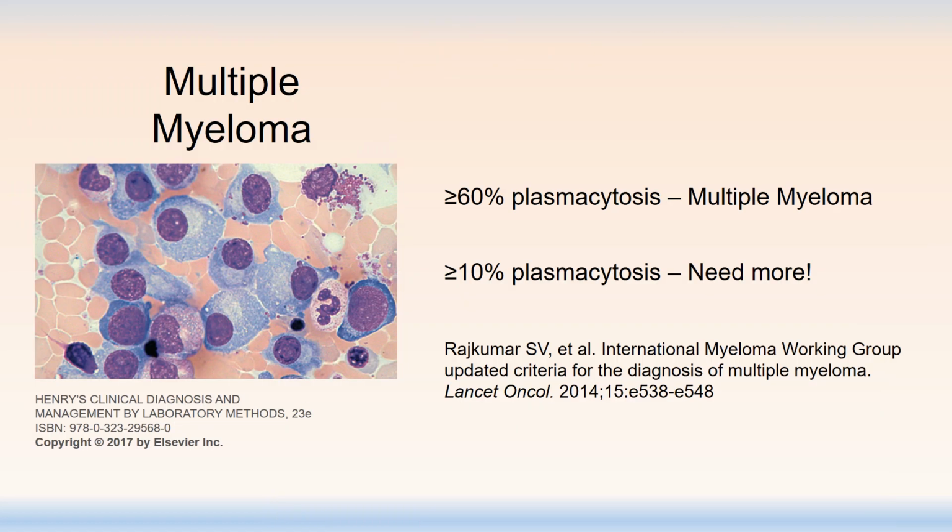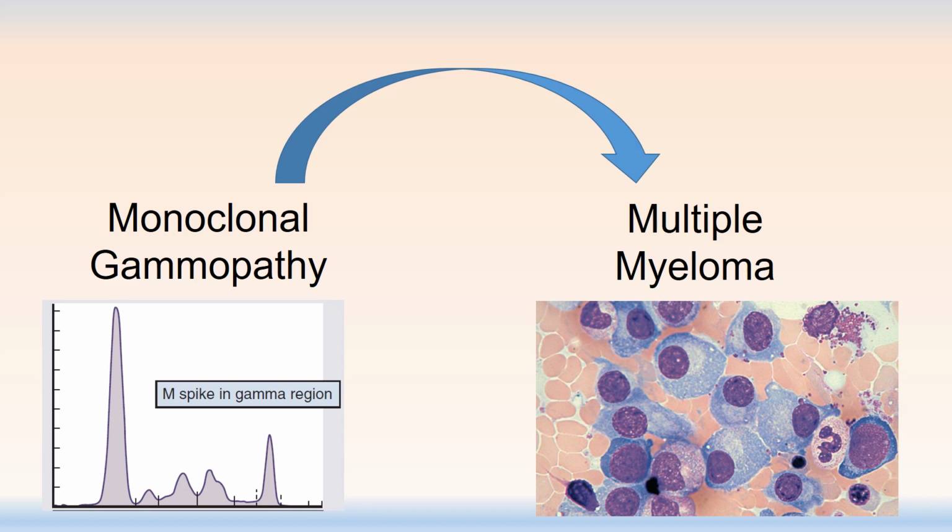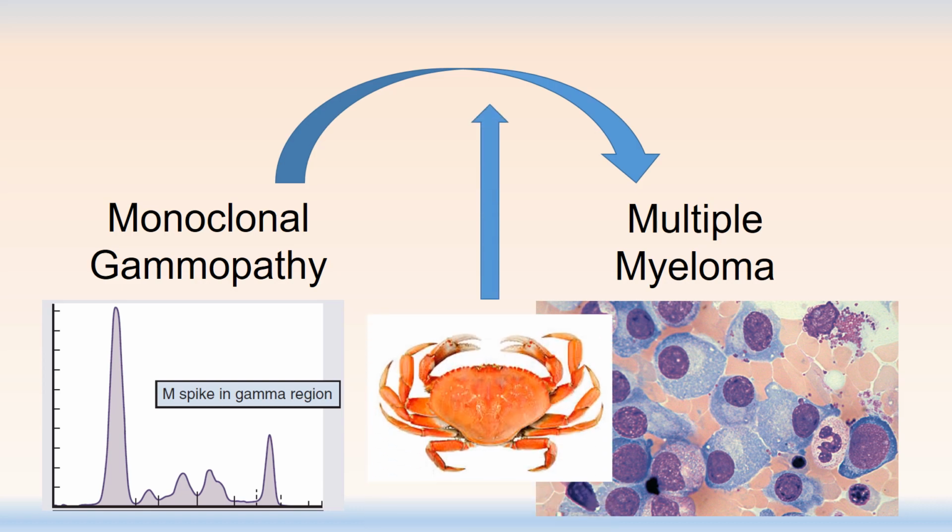The other thing you want to do is quantitate the percentage of plasma cells in the bone marrow. If you have 60% or more plasma cells in the bone marrow cellularity, that's diagnostic of multiple myeloma. Now, what if you don't quite have 60? Well, if you've got 10% or greater, but you don't quite make it to 60, you need more to make a diagnosis of multiple myeloma. What more could you possibly need? A side of crab.